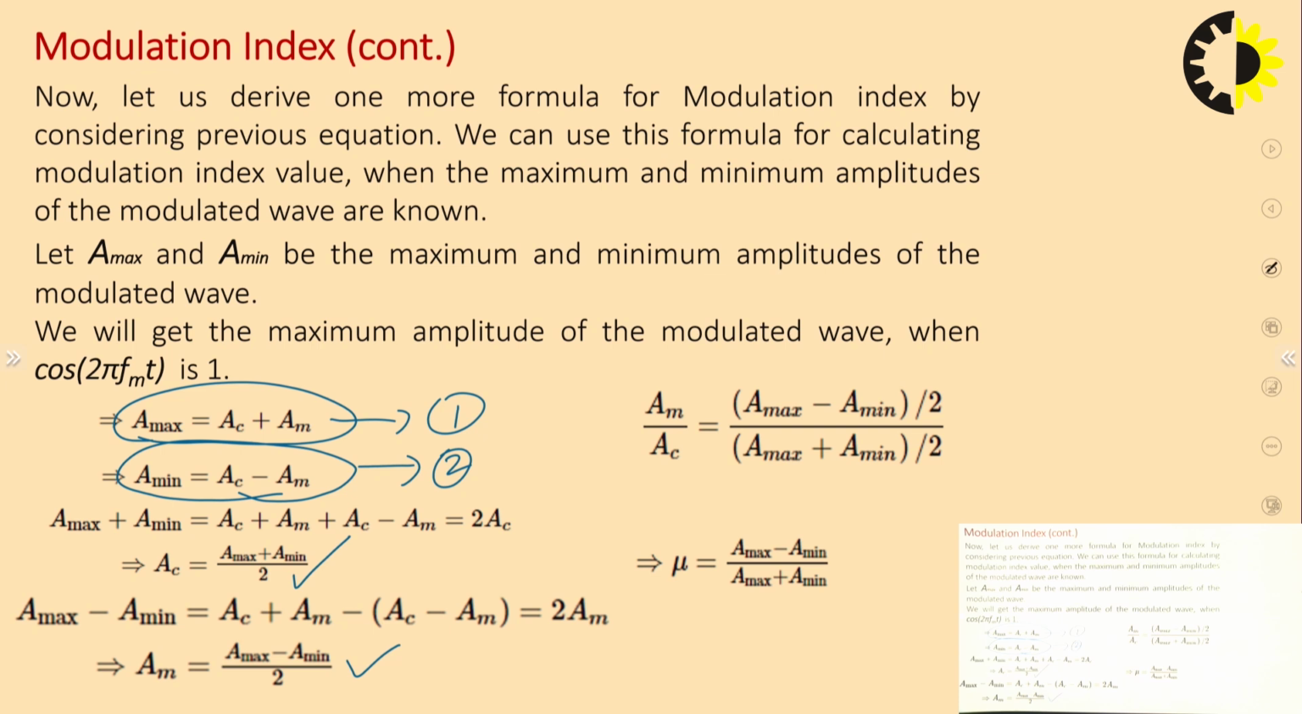This is a small exercise students can do on their own. If I put the values of AM and AC, I get this equation: modulation depth or modulation index is equal to A max minus A minimum upon A max plus A minimum.